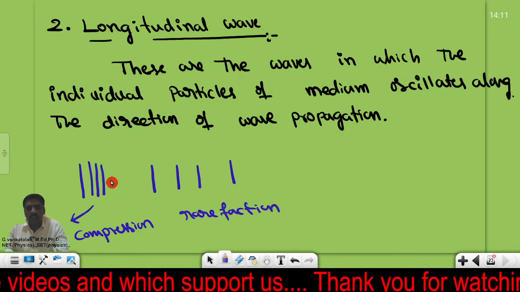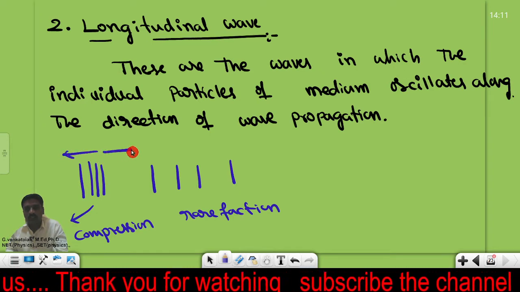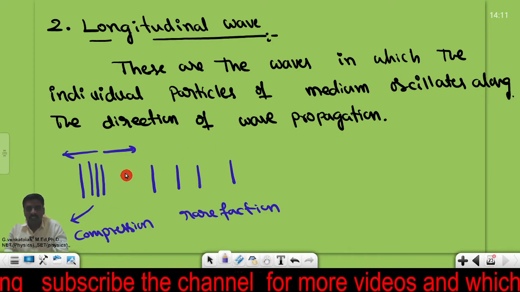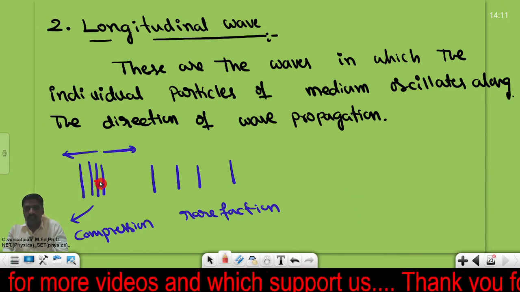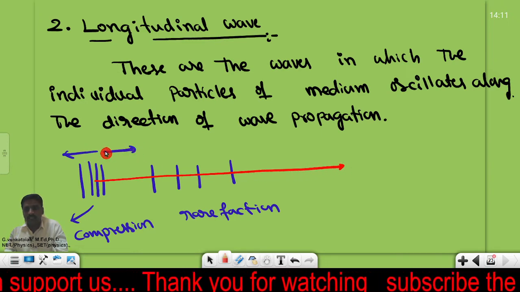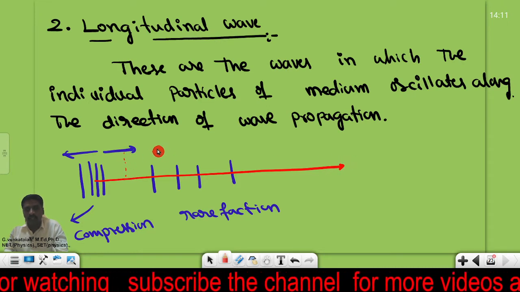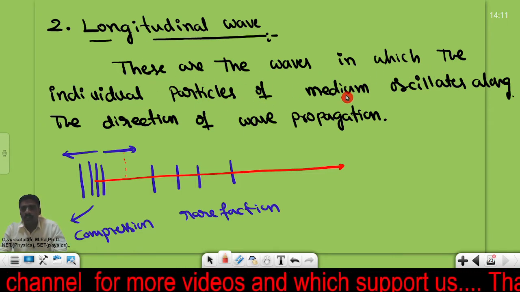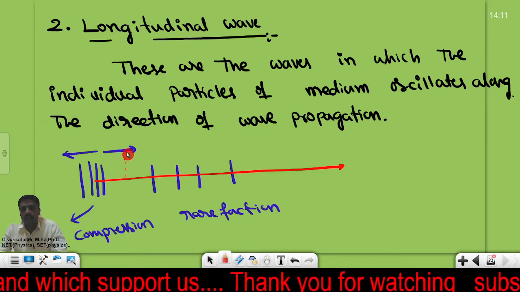To form the compression and rarefaction, the particles are oscillating like this. They come closer and then move away from the mean position. The wave is propagating in this horizontal direction, and the particles are oscillating in the same direction. They are parallel to each other. That means the wave in which the individual particles of the medium oscillate along the direction of the wave propagation is called a longitudinal wave.